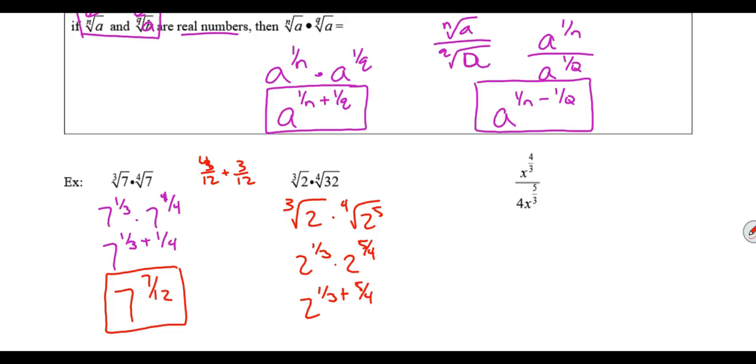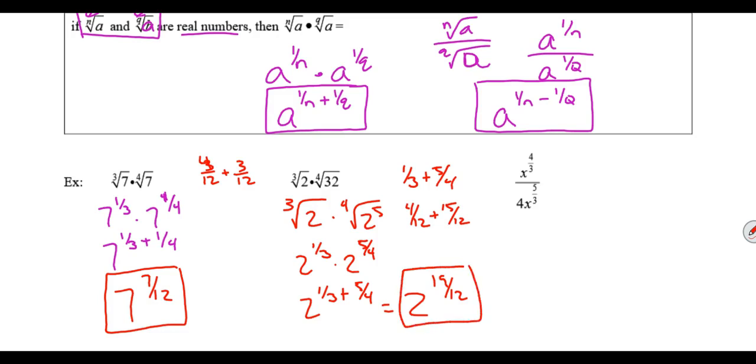So what is that going to give me? 1/3 plus 5 over 4 gives me 4 over 12 plus 15 over 12. So my answer is 2 to the 19 over 12 power. Not a very pretty number, but it is what it is.